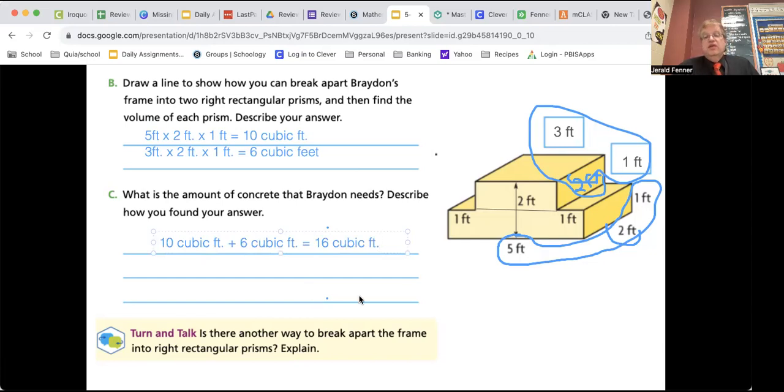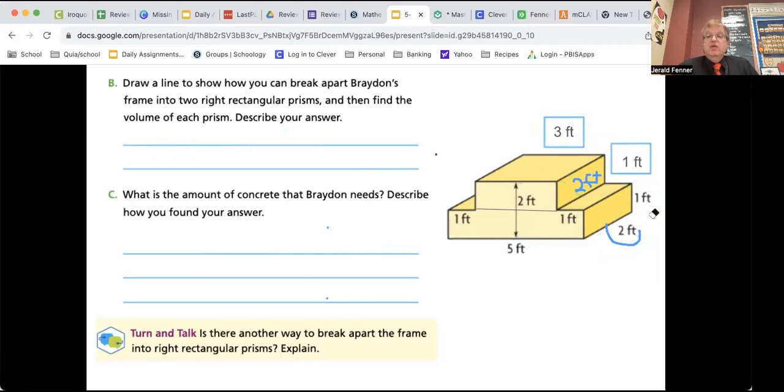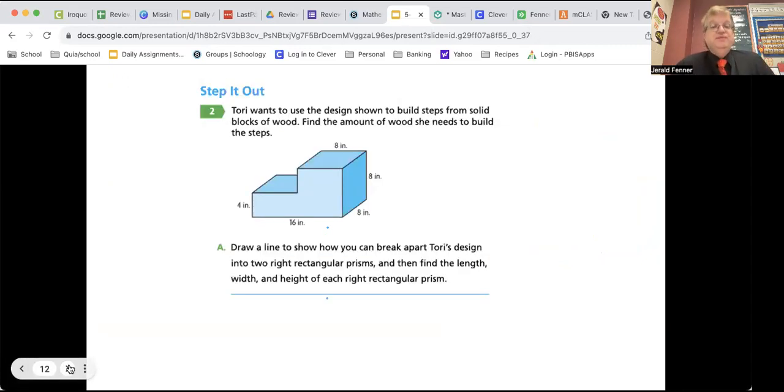Okay? So you find what the two separate shapes are that are rectangular prisms, find their length, width, and height, and then multiply them out and then add them together. It's really that simple. And now that I know how to quickly erase all of this, it really is simple. Okay, so turn the page.